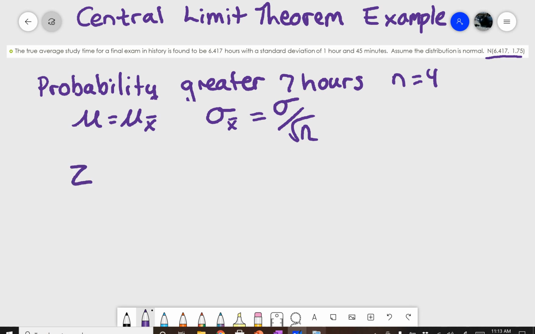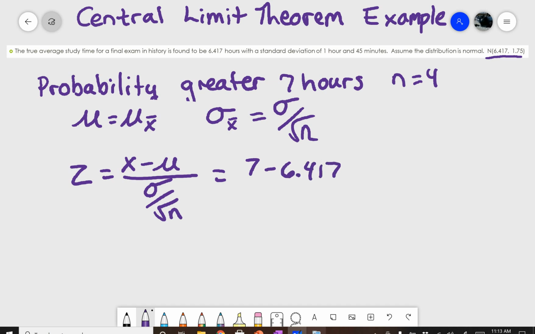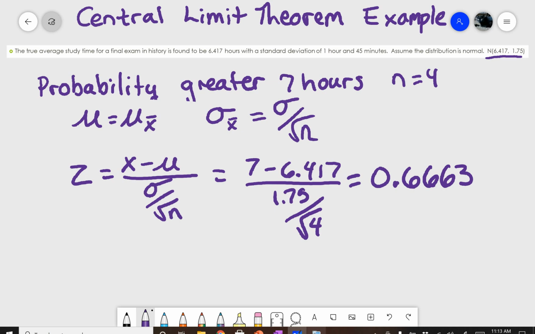So now our Z formula is going to be sigma over root n in the denominator. So I'm going to go 7 minus 6.417. And now I take the standard deviation, but now I'm dividing by the square root of 4. And that equals 0.6663. So now instead, on our normal curve, we're up here a little higher.